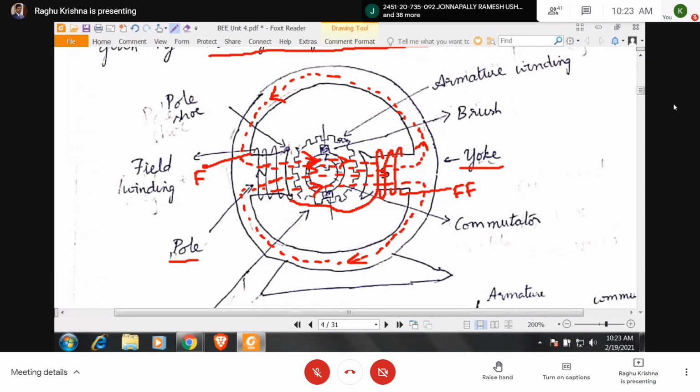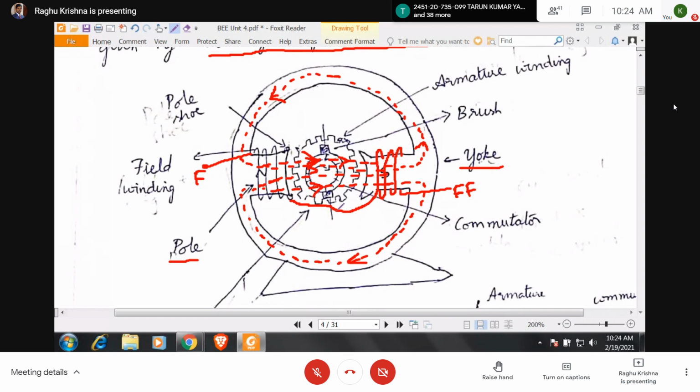Next, see here, you can see a pole shoe. So a pole shoe is used to support these windings. The windings will not fall down, and this pole shoe will stop these windings from falling down.